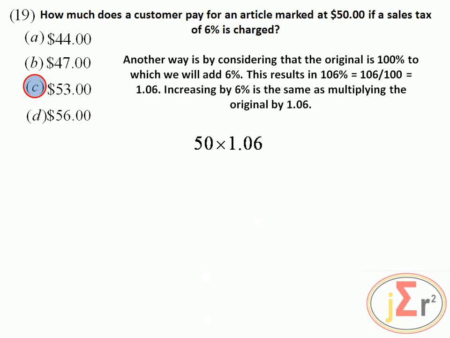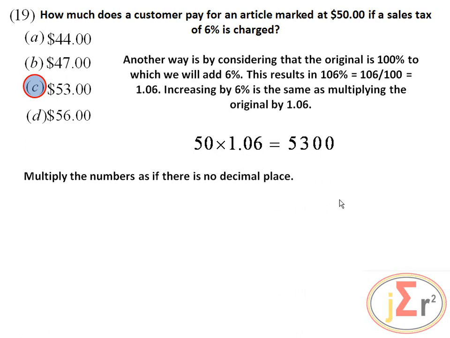50 multiplied by 1.06 is equal to what? Multiply the numbers first as if there is no decimal place. So 50 multiplied by 1.06. Multiply as if there is no decimal place. So there we have it. 5,300 is what we get if we multiply all of these as if there is no decimal place.